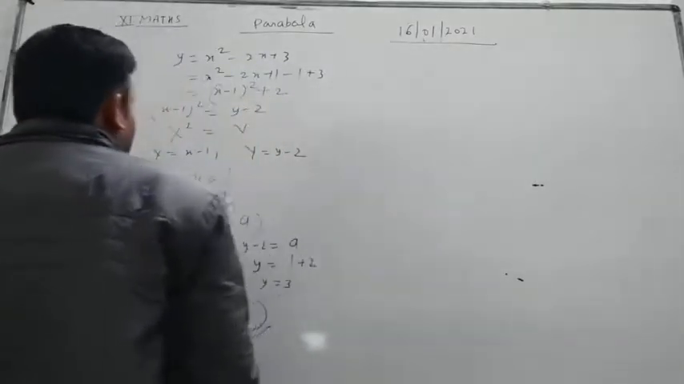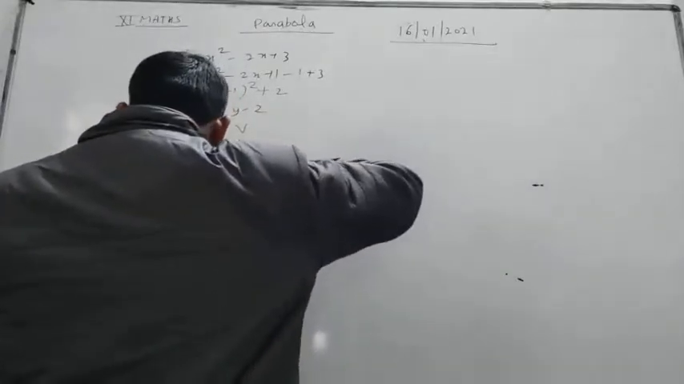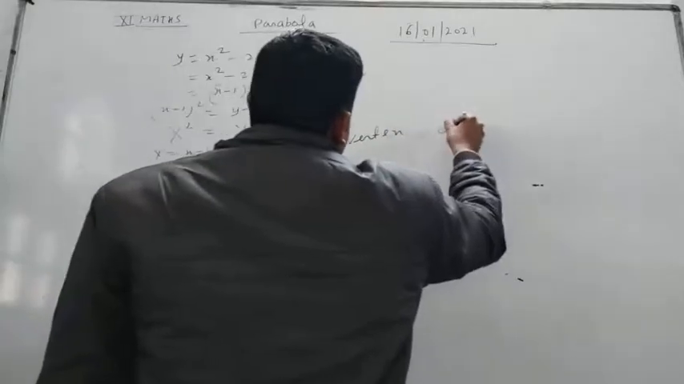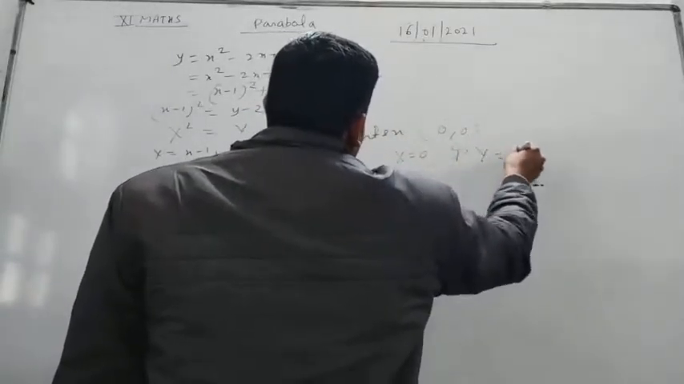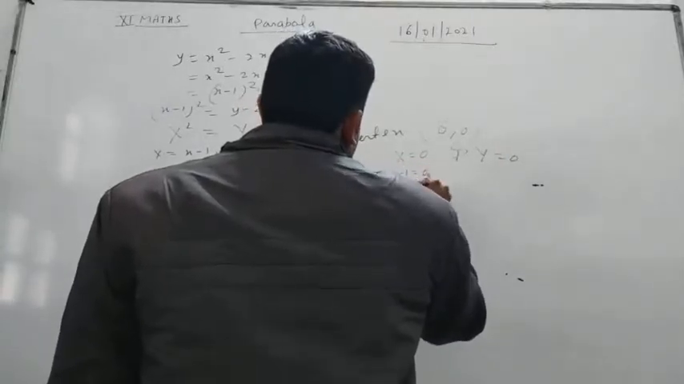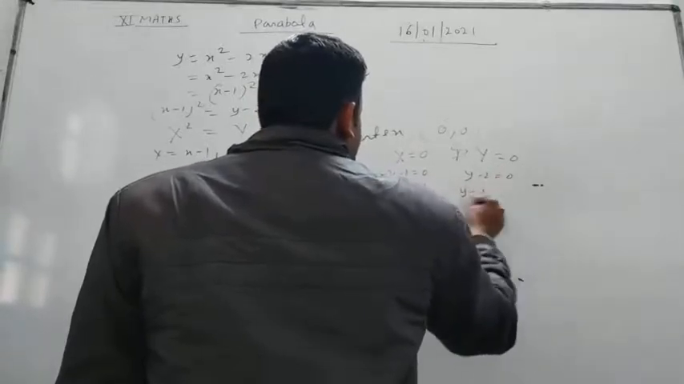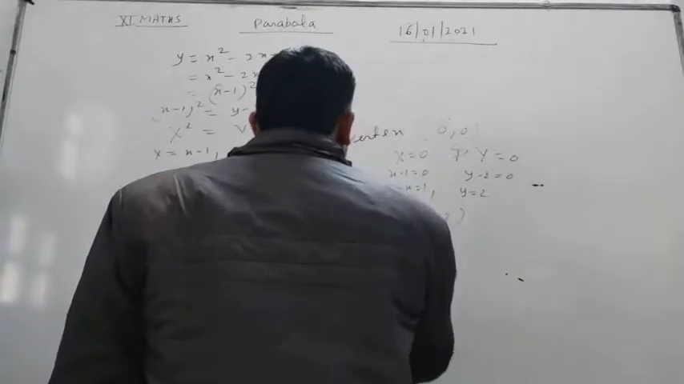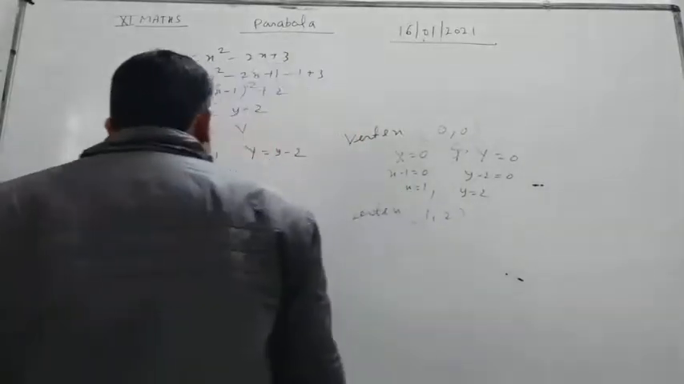Okay. Now, student, the second part is we have to find the vertex. So vertex is (0, 0), X is 0 and Y is 0. So x minus 1 is 0, so x is 1, and y minus 2 is 0, so y is 2. So this is (1, 2). Okay. So vertex is (1, 2) and focus is this.